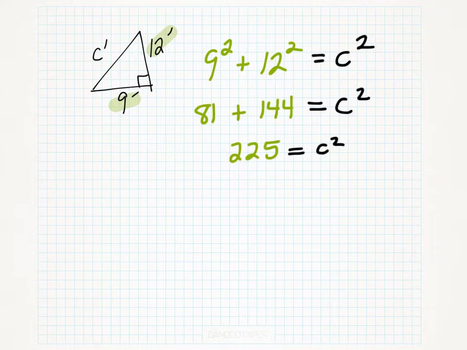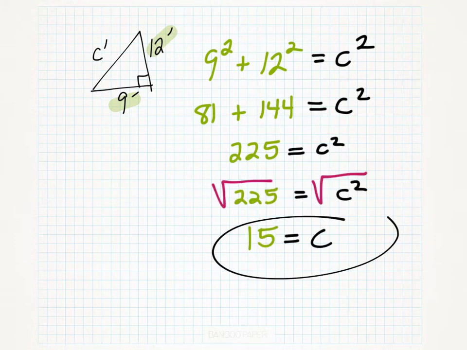Here I have gone ahead and squared 9 to get 81 and squared 12 to get 144. I did that first because order of operations dictates that we do exponents. And then I've added them together to get 225. Now, in order to simplify this, I have to use the inverse operation of squaring, which is taking the square root. So when you take the square root of c squared, you simply get c. The square root of 225, that happens to be a perfect square, so our value here is 15. So c equals 15.